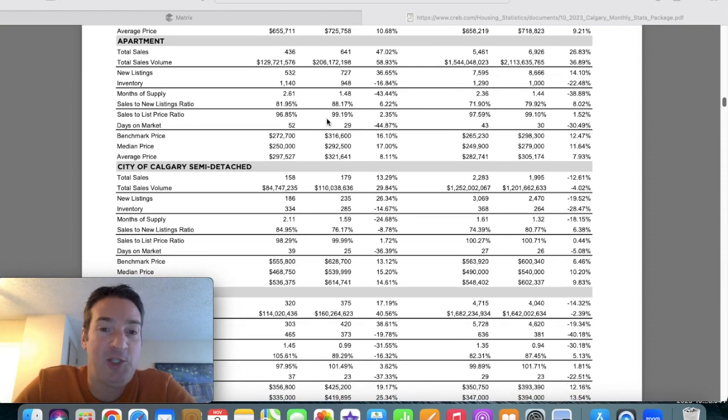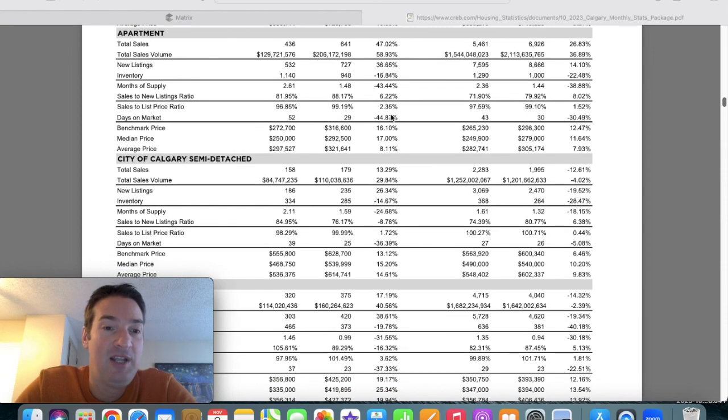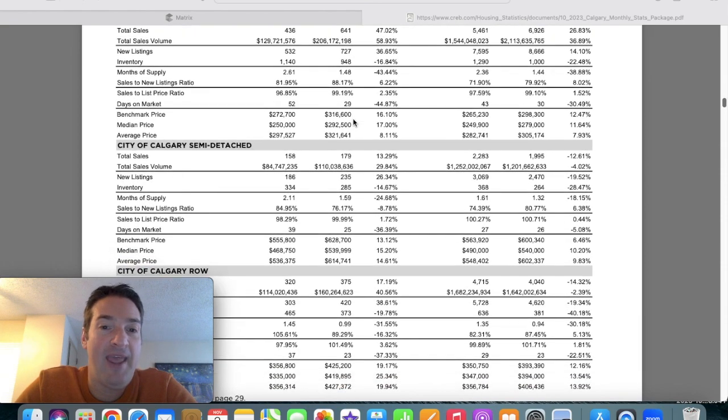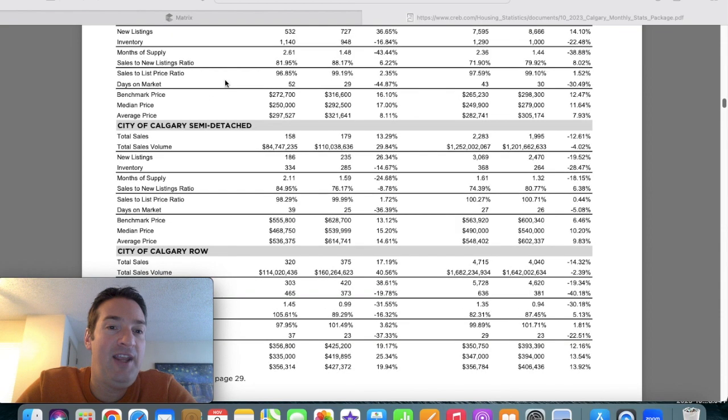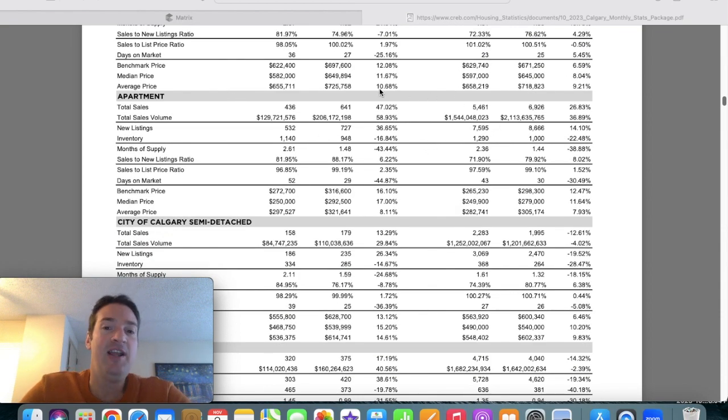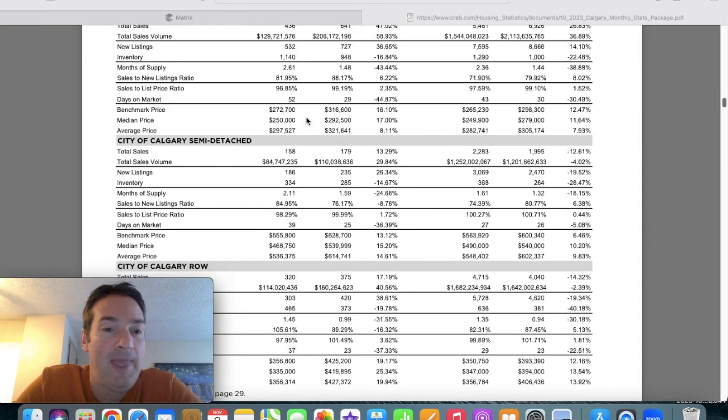Sales to list price ratio, 99%. So you have to offer almost full list price on average. Days in the market, 29. And the average price is $321,641. And one thing to mention here in the apartment sector is condos under 300,000, very tight, very active market for that. And it makes sense. There's a huge clientele looking for that right now, especially as affordability becomes a problem.